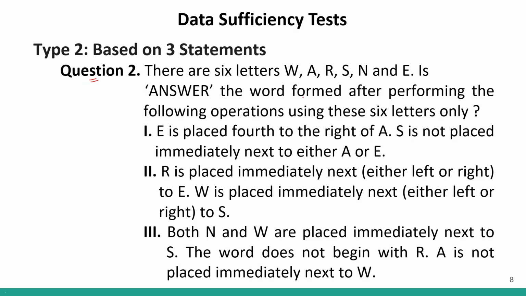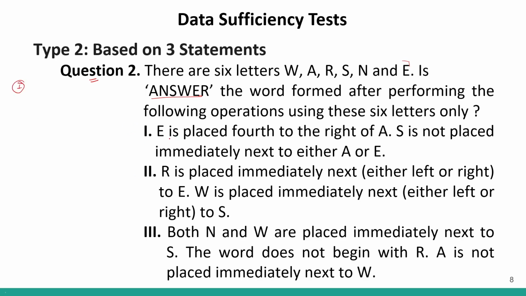Question number 2, again, a question is given to us, 3 statements are given to us, and we have to answer which statements are necessary, sufficient to answer the question. So it is given to us that there are 6 letters, W, A, R, S, N and E. And we have to find out whether the word that is being formed after performing the following operations using these 6 letters only is the word answer. So these 6 letters are used and we have to find out whether after doing these operations the word answer will be formed or not. Correct?